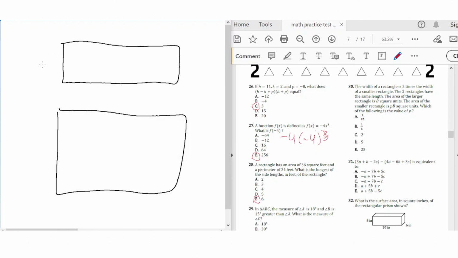We're going to call this guy length w, and this guy length 5w. And they're both going to have length L. This is going to have an area of PB, so let's write that expression out. This is going to have an area of B. So now we have to solve for P. Let's divide both sides of this equation by 5 to see what we get. LW equals B over 5. Here we have LW equals PB. Therefore, we know P equals 1/5, since this 5 has to be divided by 5 in order for these two to be equal. Therefore, our answer is B, 1/5.